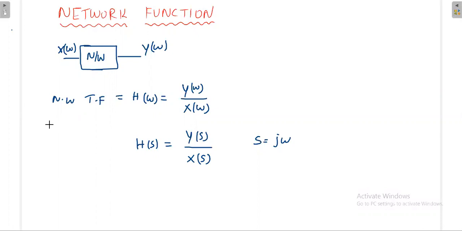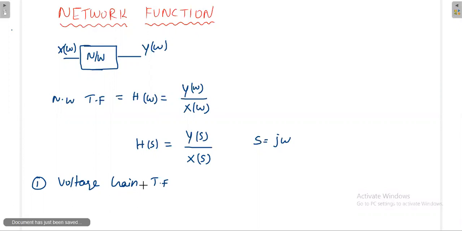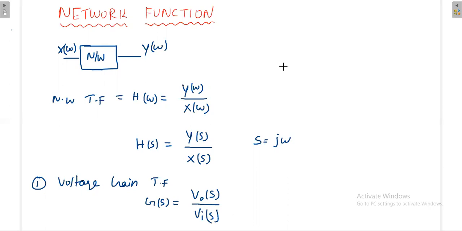The first is the voltage gain transfer function. That means we are giving the input voltage and also observing the output voltage. In general the transfer function is h of s, but when we use the voltage gain, we write g of s. That means this is output voltage divided by input voltage. So this is the voltage gain transfer function.